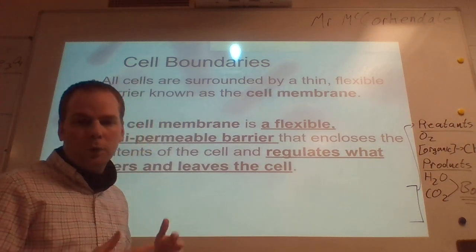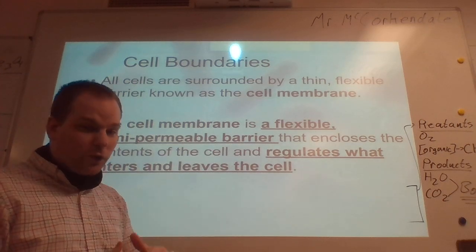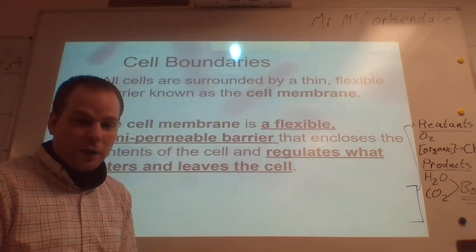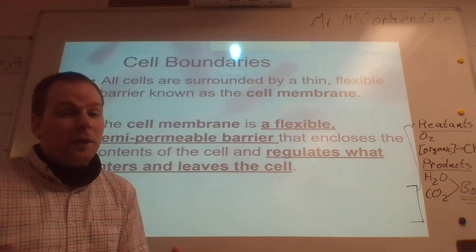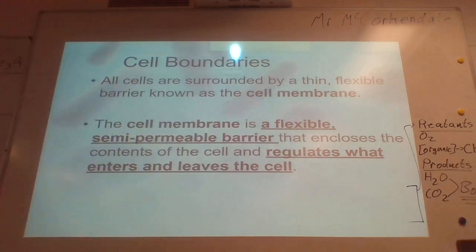Think of it like the border patrol for the cell. If you look sketchy, or maybe you're on a wanted list, they're not going to let you come in. But most people will be able to do just fine. And yes, it regulates what comes in and what goes out of the cell.